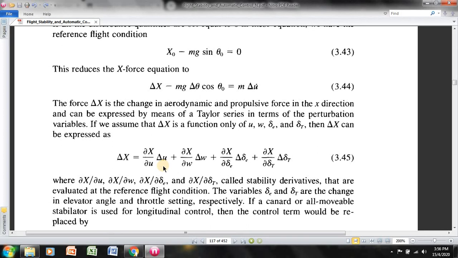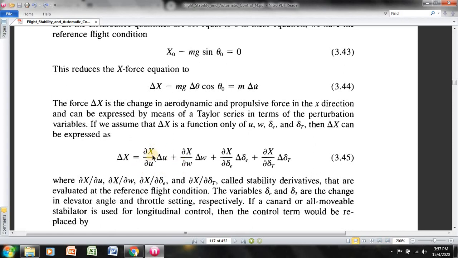That's logical, because when you increase the u a little bit, increase the airspeed, you will change the drag. So a drag is in the x direction. And then if you change w, meaning that you increase the angle of attack, you also change the drag. And if you deflect your elevator a little bit, you get additional trim drag. And if you have additional thrust, it will change your thrust, which is in x direction also. Okay, so delta x over delta u means the change of x force with respect to u, and times delta u, and you get delta x.